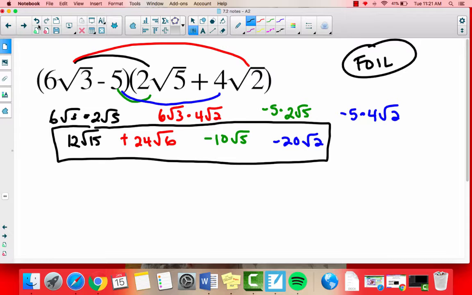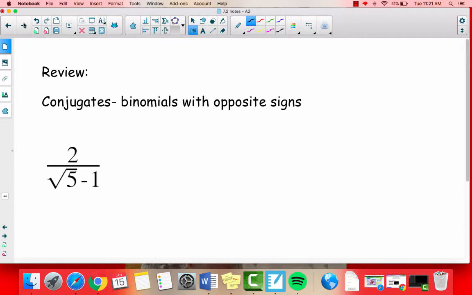All right, if you have any questions on FOIL or multiplying the roots, please let me know. And then our last example is where we deal with conjugates. Now, we talked about conjugates in the last semester. Remember, these are just binomials with opposite signs. We really use these when we talked about imaginary numbers. So 5 plus i, its conjugate would have been 5 minus i.